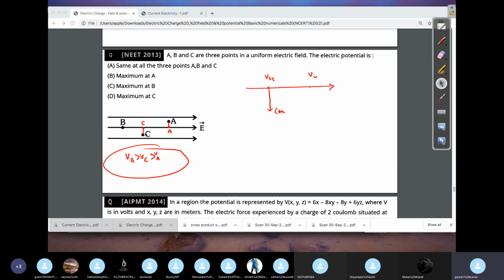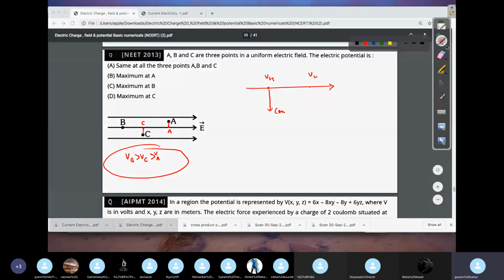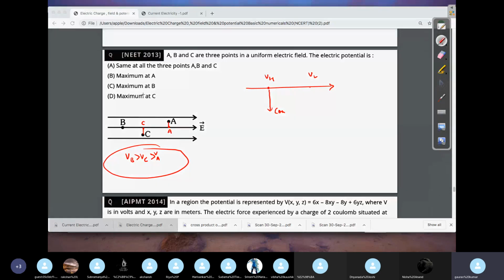So for all such questions, you can always bring all the points on a single line. Because we can always use the concept that if we move perpendicular to the electric field, potential will not change. If we have C here, they also will have C. If we have A here, they also will have A. Now, on a straight line, you can always apply this concept, and you can write the order also if you get such questions, right?